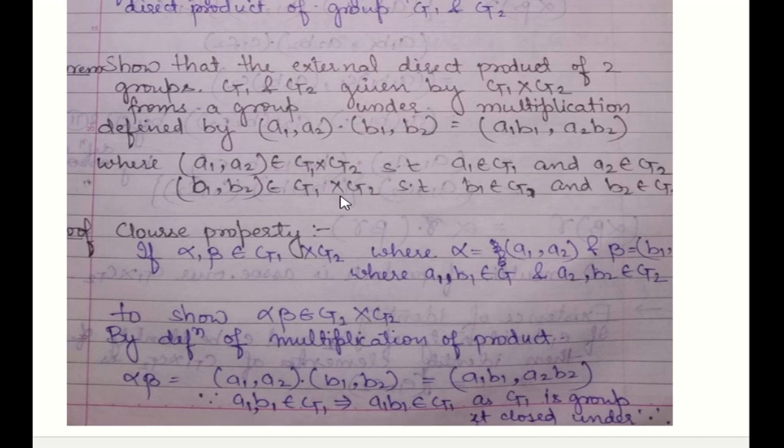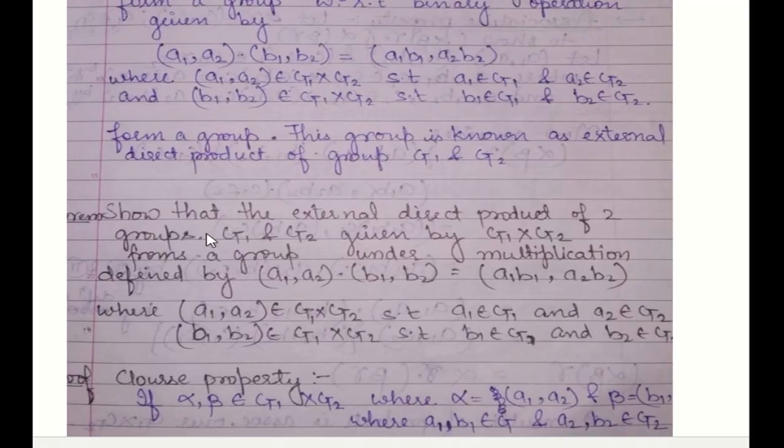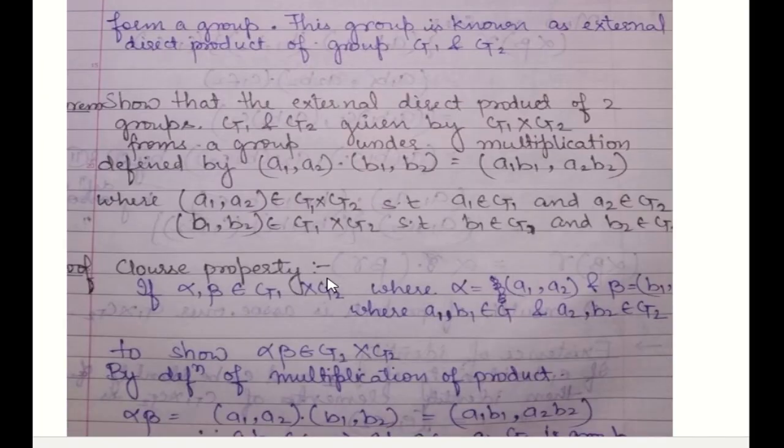To prove it is a group, we have to show all four axioms: closure law, associativity, existence of identity, and existence of inverse. First we are going to show that this set G1 cross G2 is closed with respect to the product defined above. Under this product, this set is closed.